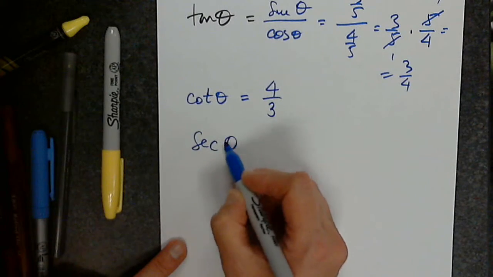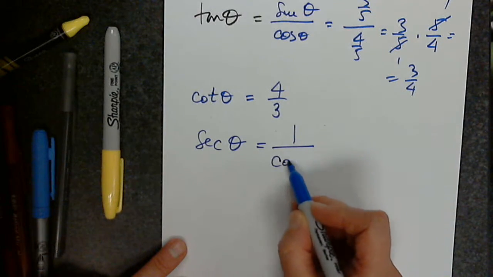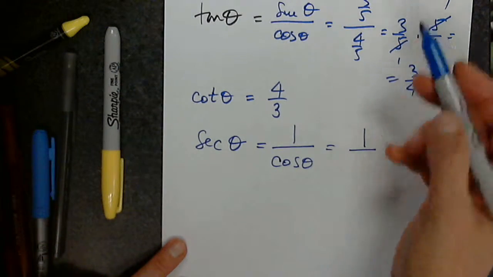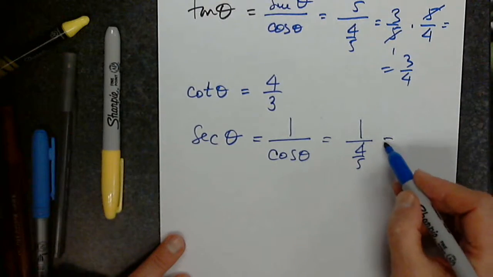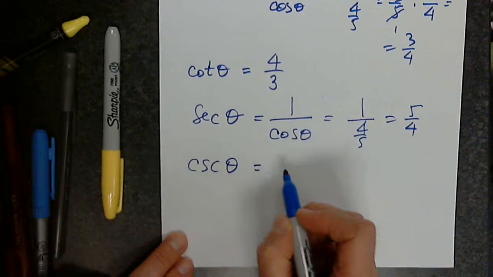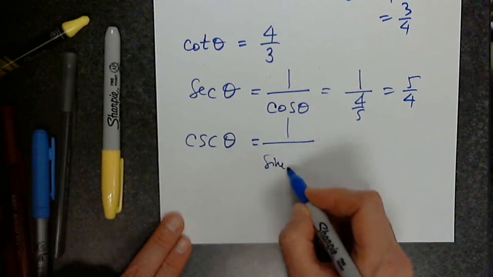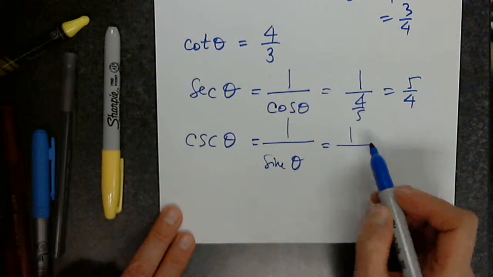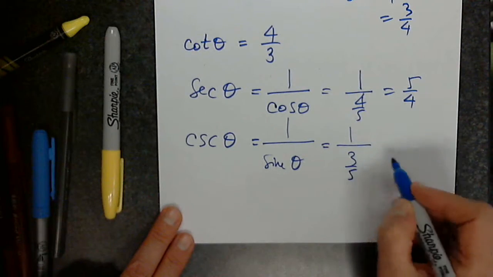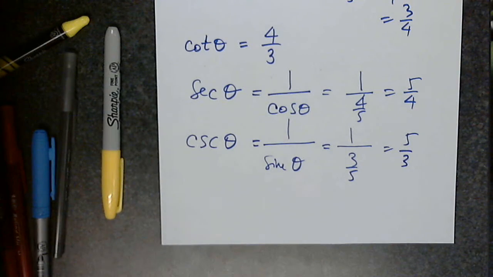Two more. Secant theta, if it starts with S, is 1 over cosine theta, which is 1 over 4/5. All I have to do is flip that. And the last one, cosecant theta, which I know starts with C, must be 1 over sine theta, which equals 1 over 3/5, which is 5/3. So once I have sine and cosine, I can always determine everything fast: tangent, cotangent, secant, cosecant.